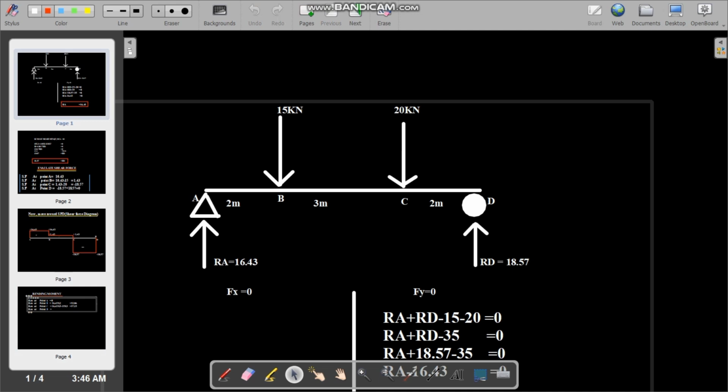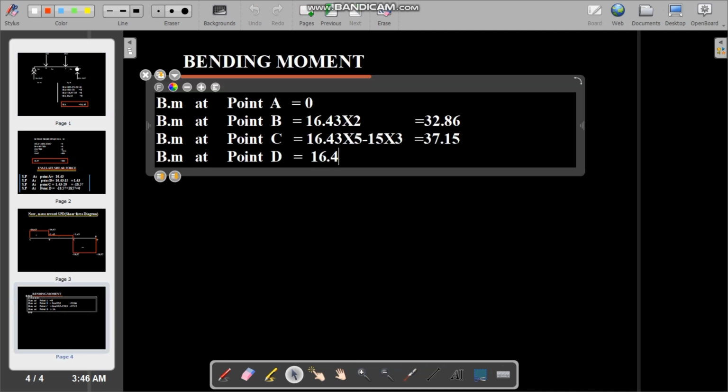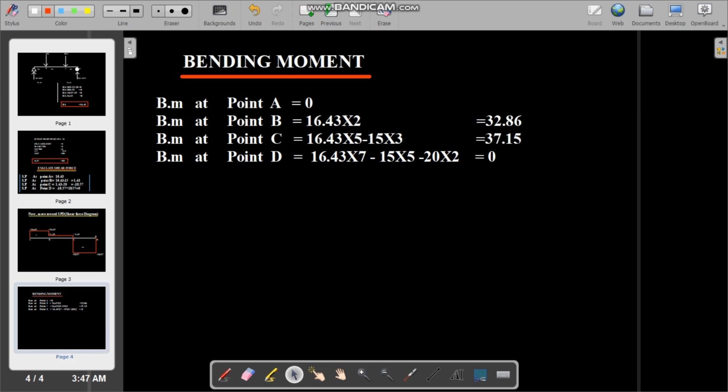Bending moment at point D is 18.57, and we just start from RA towards the point RD. So 16.43 multiplied by 7 minus 15 multiplied by 5 minus 20 multiplied by 2 is equal to 0. Okay, you can see, I just calculated here, and that is 0.